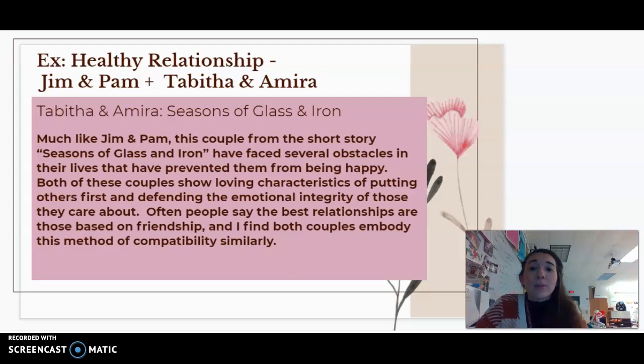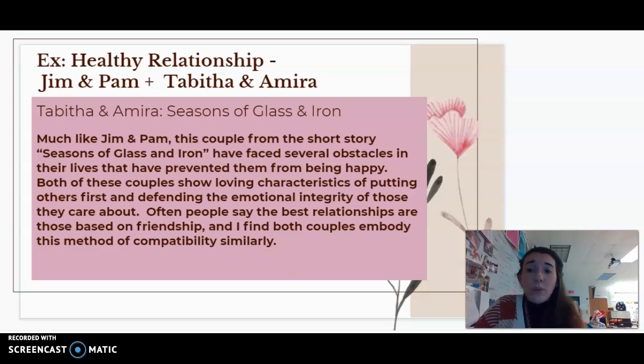Both of these couples show loving characteristics of putting others first and defending the emotional integrity of those they care about. Often people say that the best relationships are those based on friendship, and I find both couples embody this method of compatibility similarly. So, this is just my example of a healthy relationship. You may feel differently as far as what makes a healthy or unhealthy relationship, and that's why we're talking about it in this activity.